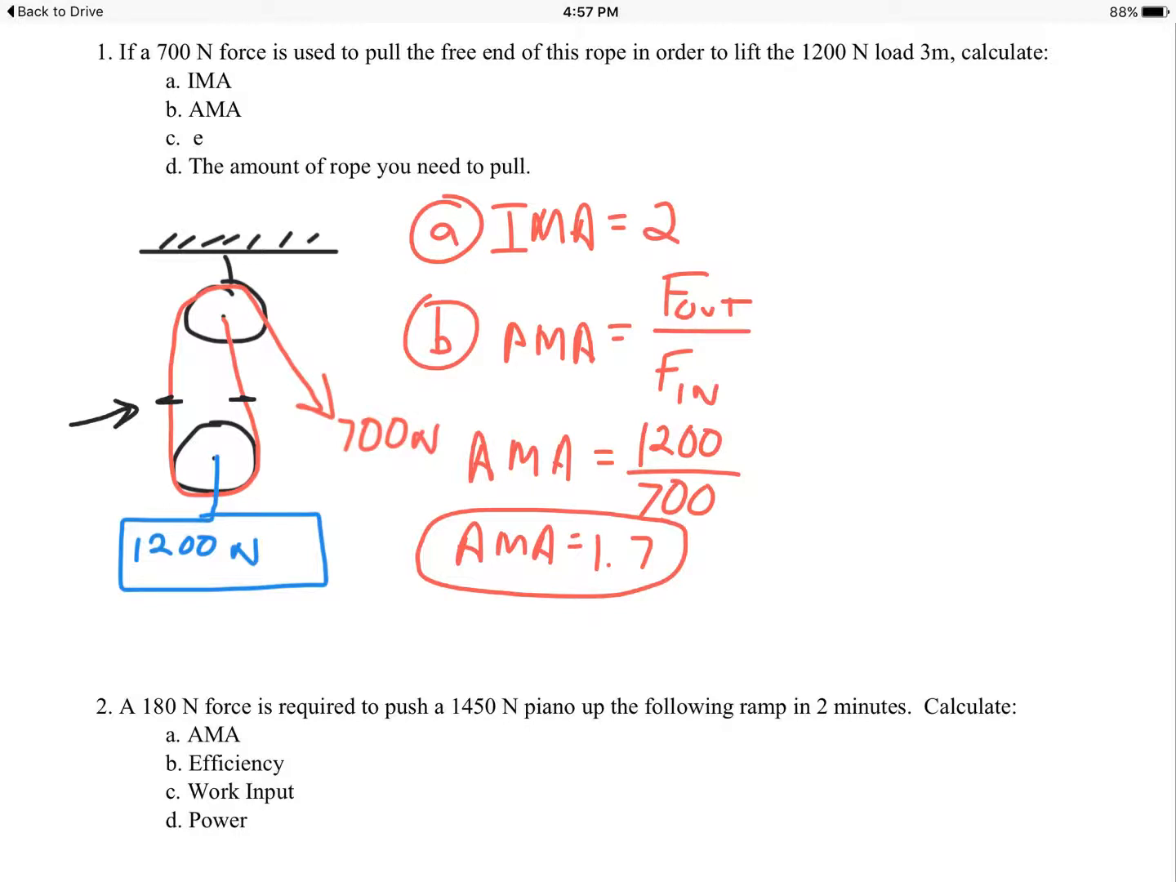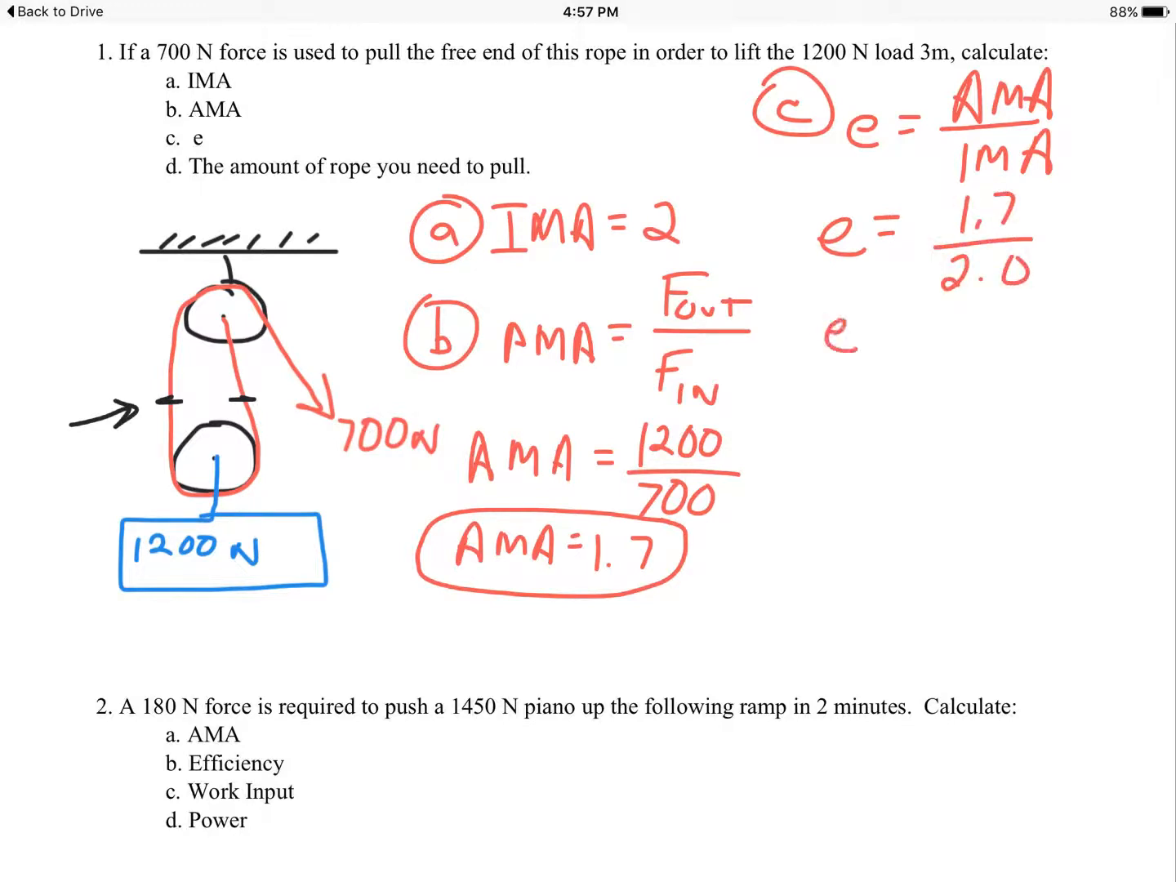Now in Part C, we need to come up with the efficiency. Well, the easiest way to get the efficiency here is to use the first equation. If you look on the top of the page or the other page, it's the AMA divided by the IMA. In this case, E is 1.7 divided by 2.0. It comes out to be, in decimal form, 0.85. You multiply by 100, the efficiency is 85%.